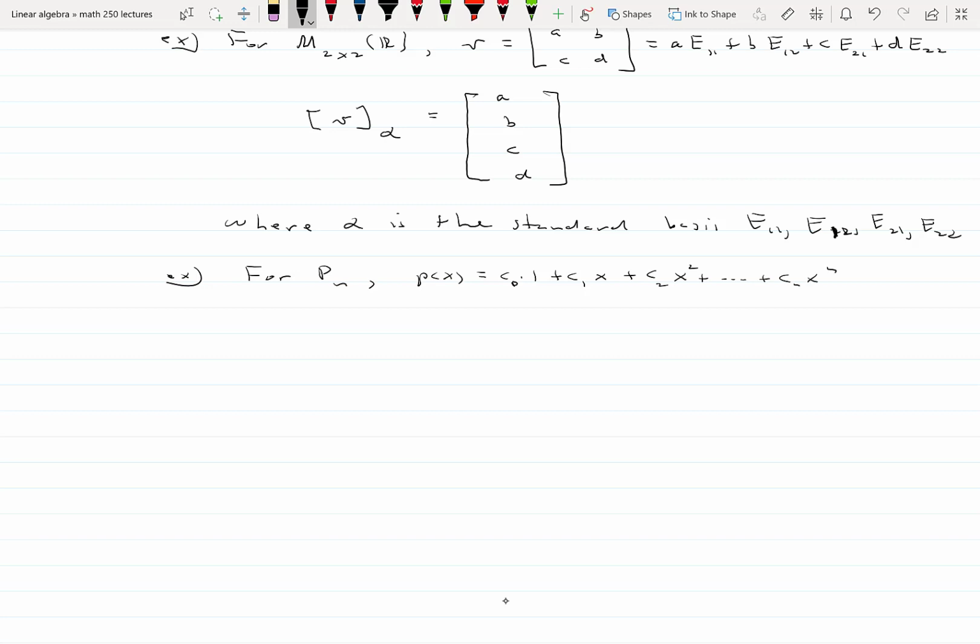So for Pn, any p of x in Pn can be written as a linear combination, we've seen this several times, of the basis vectors 1, x, x squared, all the way up to x to the n. So the coordinate vector of p with respect to alpha looks like the column (c0, c1, all the way up to cn). So the coordinate vectors are always column vectors, even though the vectors in the vector space may not have anything to do with column vectors. Pn is the set of polynomials. Okay, so again, this is where alpha is the standard basis.